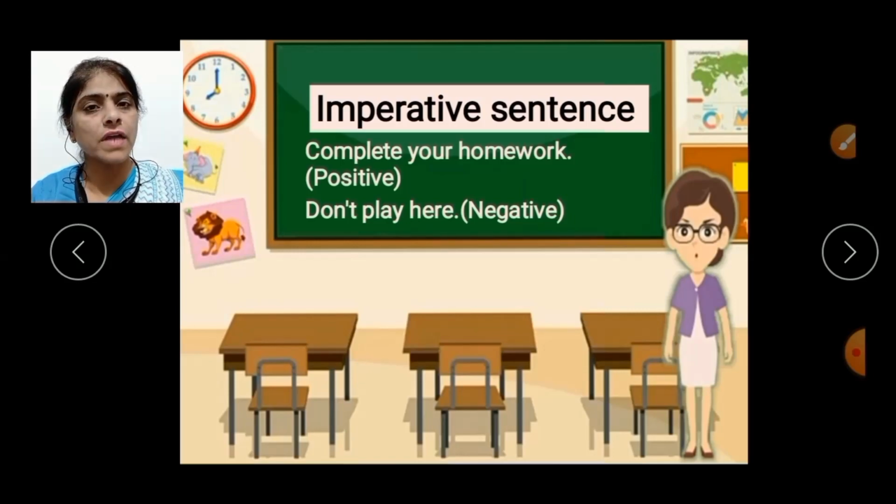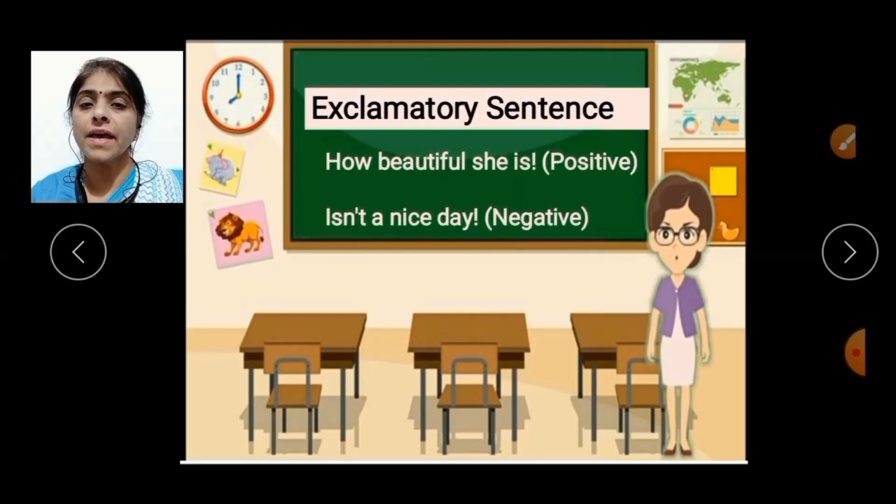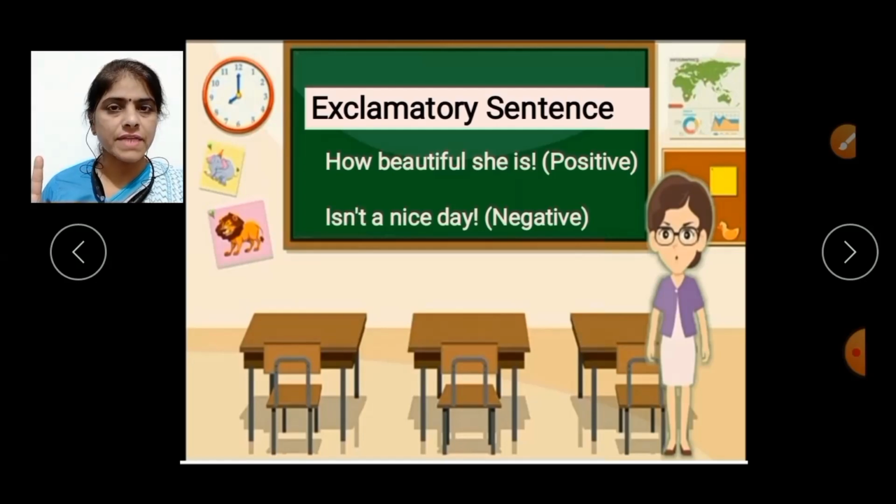Now let's have the 4th kind of sentence. Here, exclamatory sentence. In this, we are also having 2 examples. The first one, how beautiful she is. So this exclamatory sentence is giving positive meaning. And on the other hand, isn't it a nice day? This exclamatory sentence is giving negative meaning. So here we have learned all the 4 types of sentences: declarative sentence, imperative sentence, interrogative sentence and exclamatory sentence.